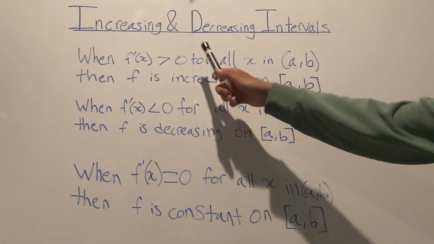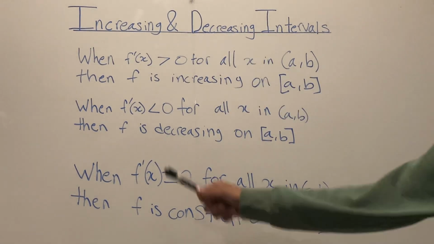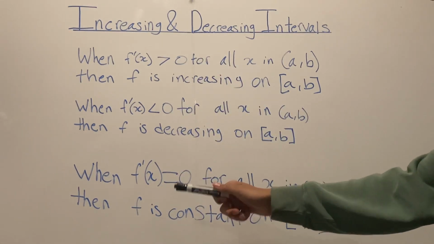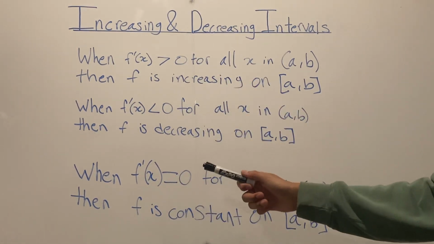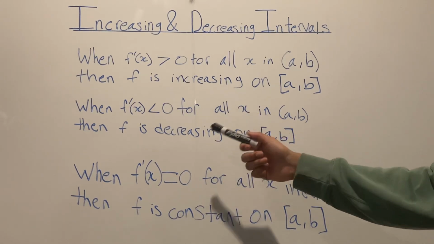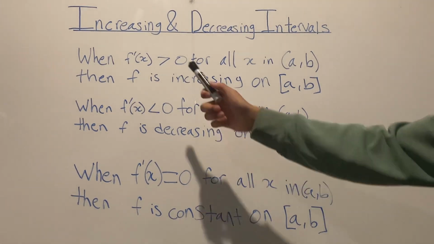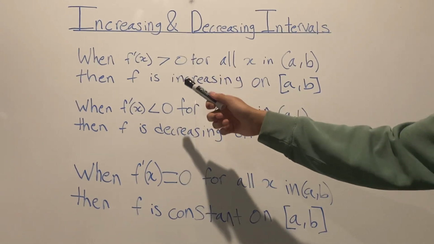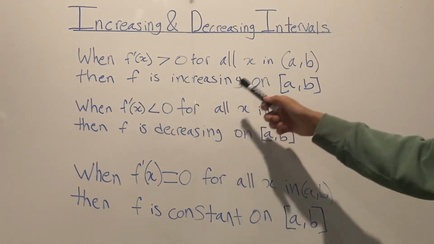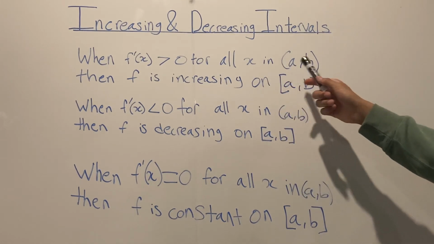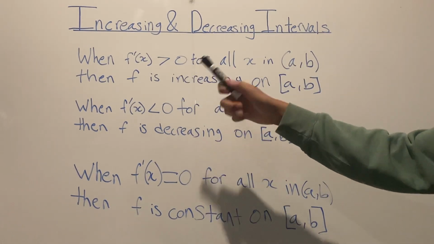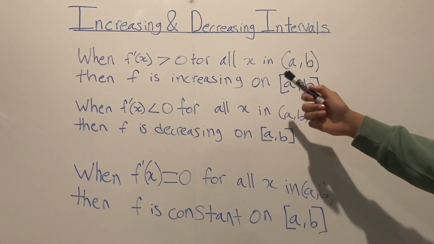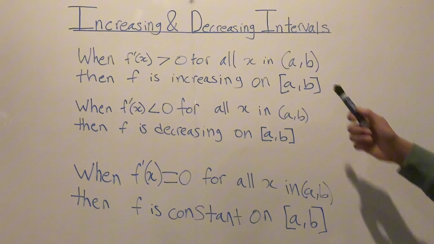Okay, so let's look at increasing and decreasing intervals. These are the three rules you should know to see if a function is increasing or decreasing. The first one is when f prime of x is greater than 0 for all x in the open interval a through b, then f, which is the original function, is increasing on the closed interval a through b.